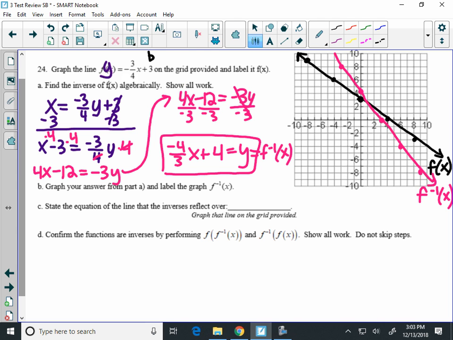All right. Now it says C. State the equation of the line that all inverses reflect over. We just talked about this on the last problem. Inverses always reflect over y equals x. That's really important to know.